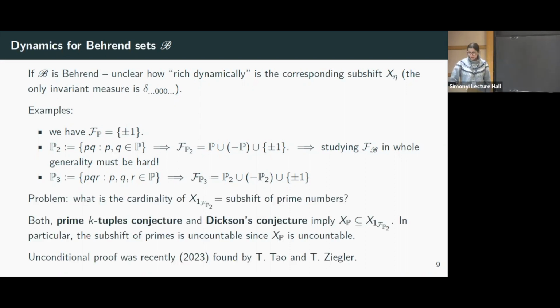For example, there was the following problem: what is the cardinality of the subshift of prime numbers? Both the prime k-tuples conjecture and Dickson's conjecture imply that all admissible sequences lie in the subshift. And since all B-admissible subshifts are uncountable, we believed that also the subshift of primes has to be uncountable.